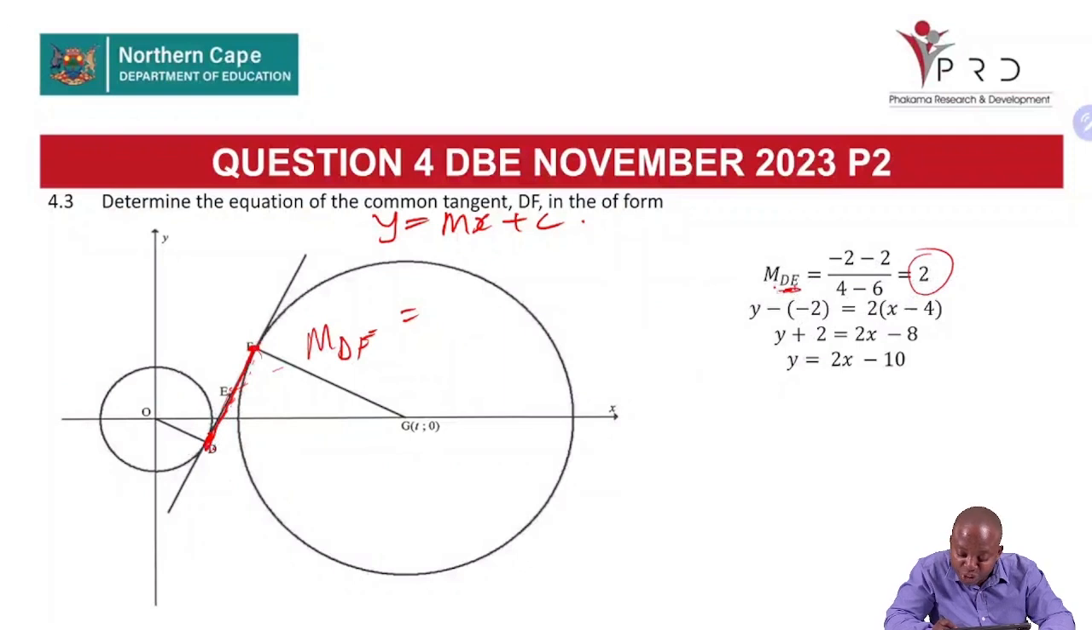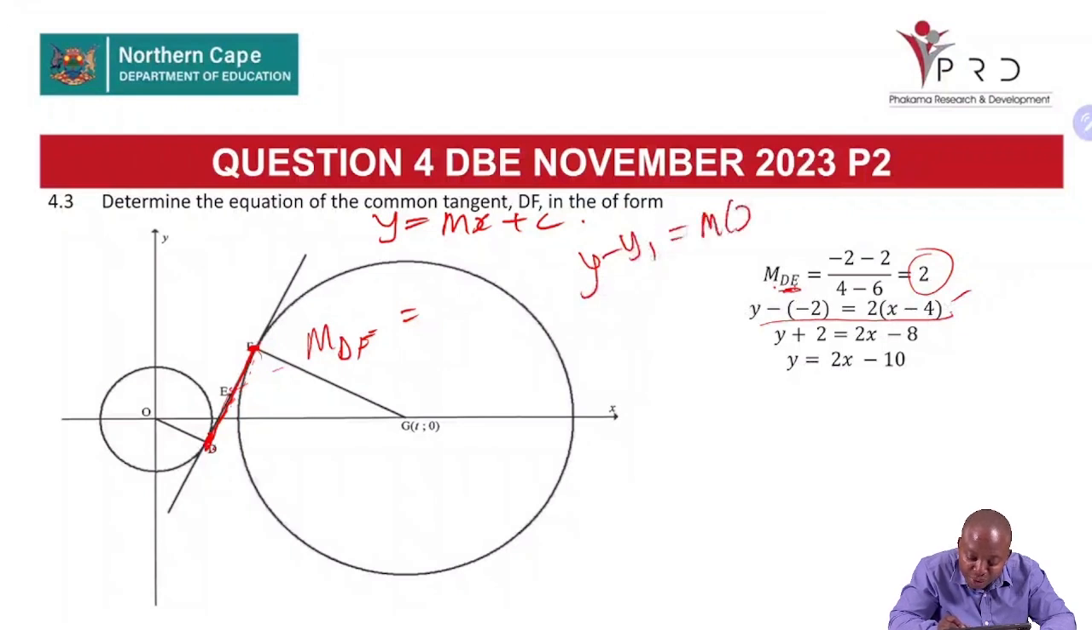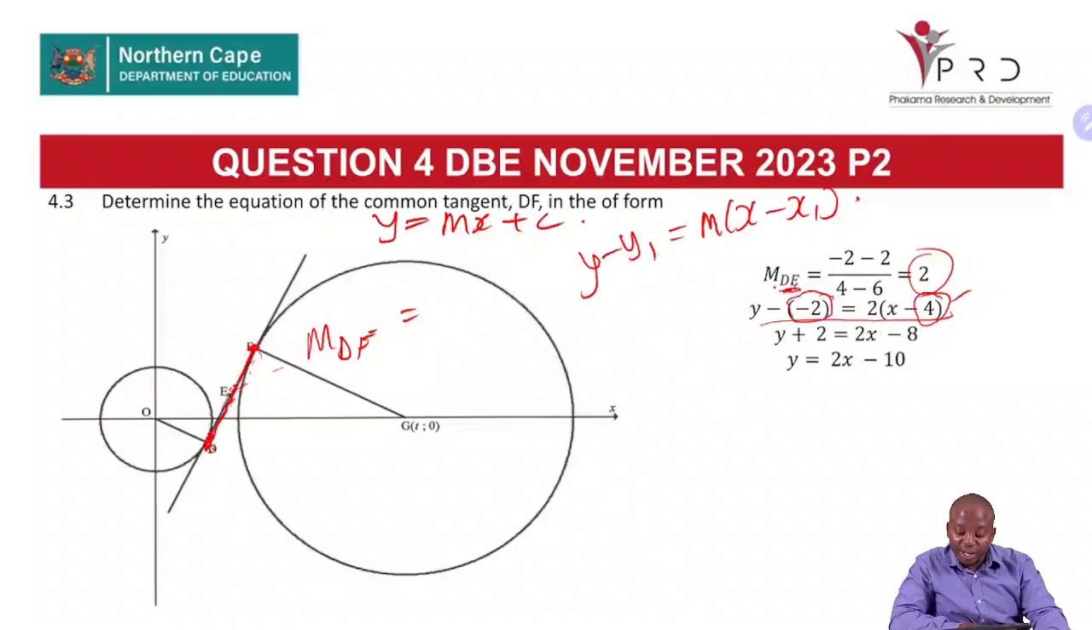Thereafter, we substitute into the equation that I've used here, y minus y1 equals m times x minus x1. We substitute any point that is on that line to find the equation of that line. The point I substituted is point D. You can substitute point D, E or F because they are collinear and all lie on the line. So we substitute the y value of D where there is y1 and x1.